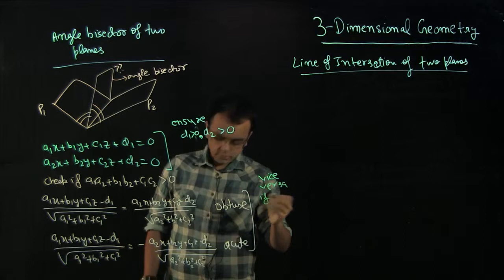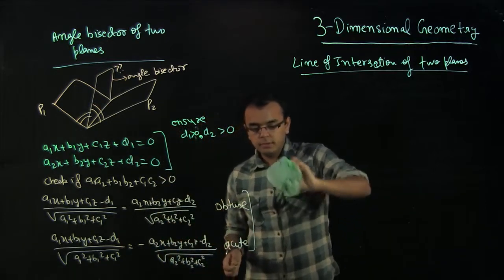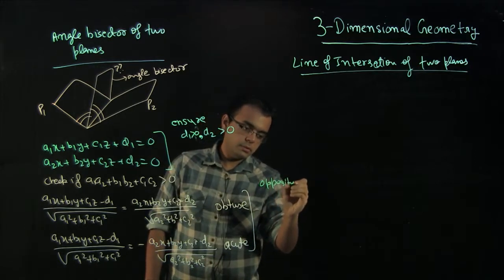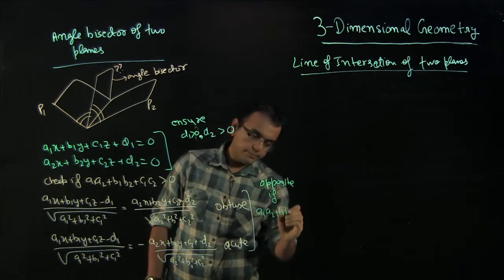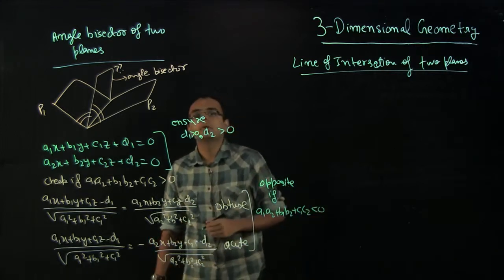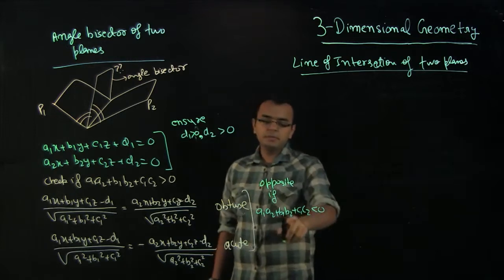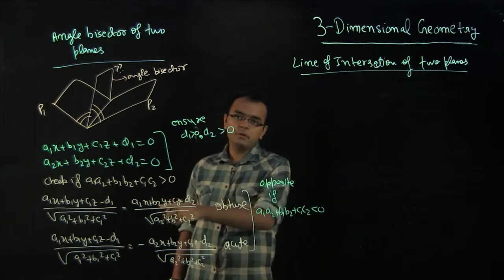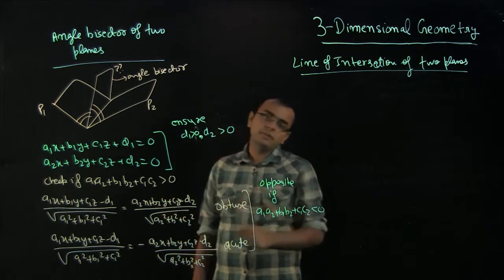Or if it is not clear, probably just say opposite if A1 A2 plus B1 B2 plus C1 C2 is less than 0. Okay, think like this. Whatever the sign of A1 A2 plus B1 B2 plus C1 C2 would be, that would be the sign of the obtuse side. That is how I remember it. But you again have to ensure D1 is greater than 0 and D2 is greater than 0.